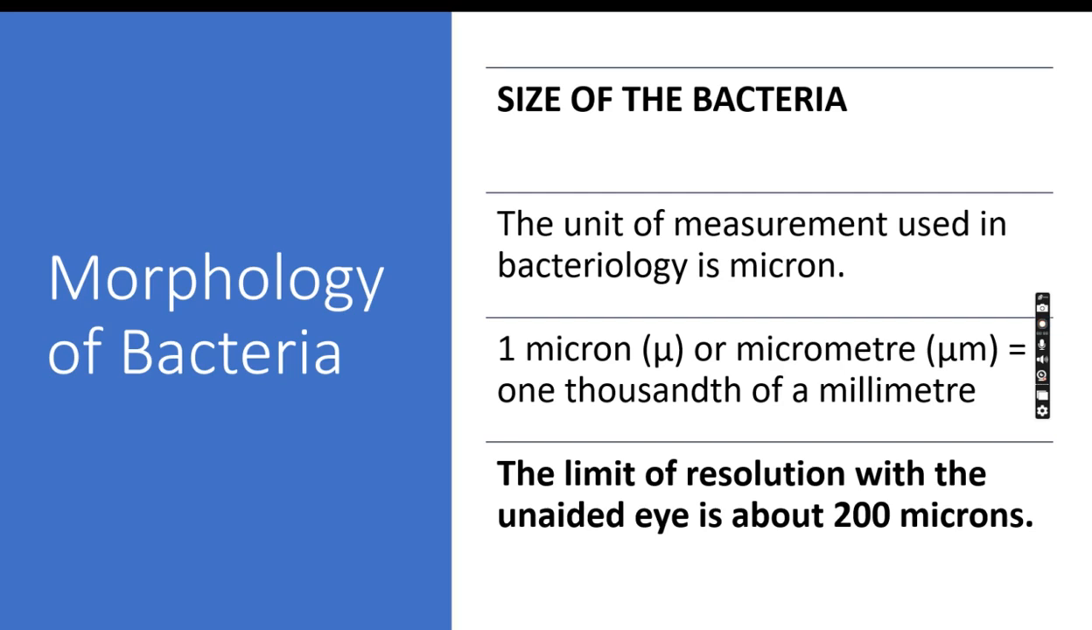Today we are going to see about the morphology of bacteria. Bacteria are measured in microns. The unit of measurement used in bacteriology is the micron, symbolized by mu. The limit of resolution with the unaided eye is about 200 microns, and the size of bacteria varies from 1 to 200 microns. Below 200 microns we are not able to see with the naked eye, so that's why we need a microscope to see the bacteria.